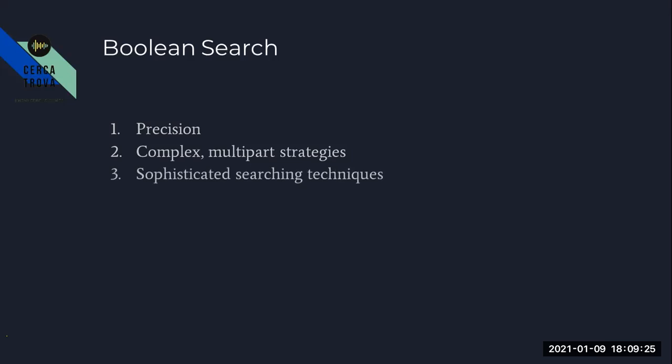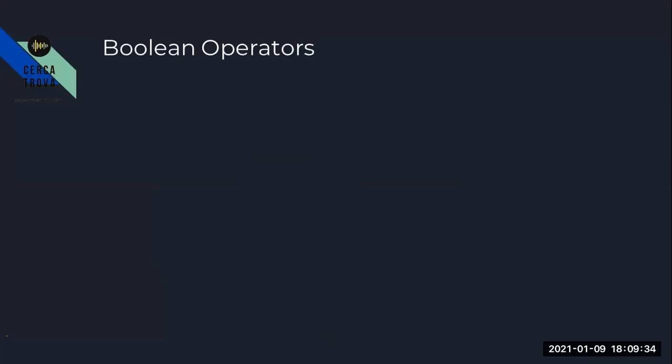So now coming to Boolean search operators, these operators make your search precise. They improve the precision of your research. They allow you to formulate complex multi-part strategies, and they allow you to have more sophisticated searching techniques, allowing you to find what you are looking for faster, easier, and saving time.